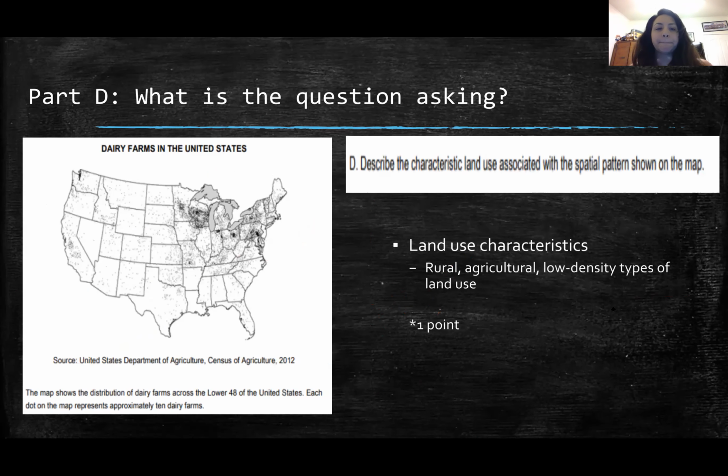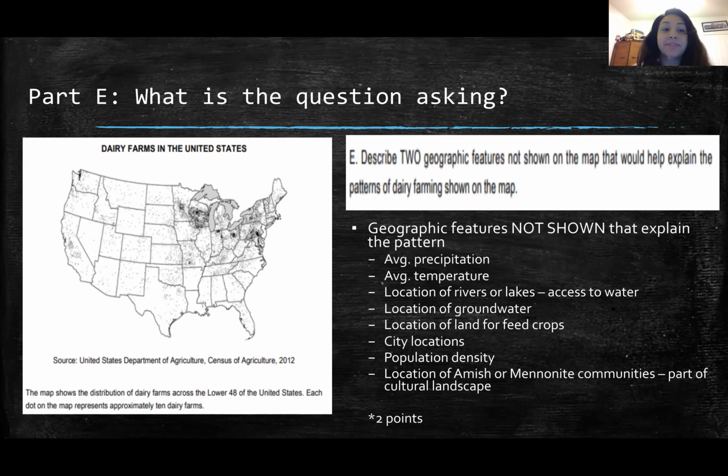All right. Letter D. What is this question asking? Describe the characteristic land use association. So land use with the spatial pattern shown on the map. So is it rural, agricultural, low density types of land use? Wherever there are no cities, right? That's what they were looking for. Not that hard.